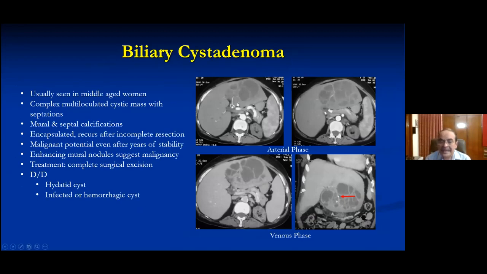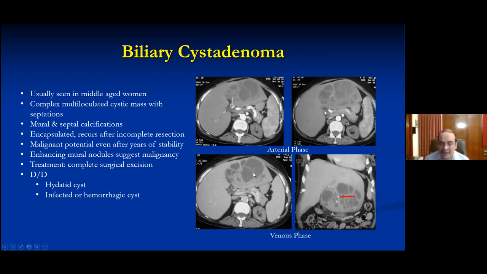This lesion, in the Indian context, is reminiscent of hydatid cyst, and we would always keep that differential diagnosis. There are a few features which help you distinguish this from a common garden variety of hydatid. Remember, hydatids typically show daughter cysts in the periphery. They do show septae, but usually the septae will not show calcification.